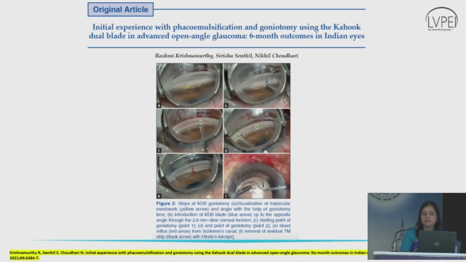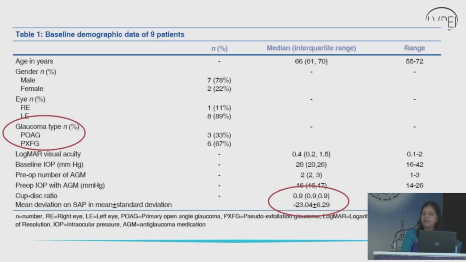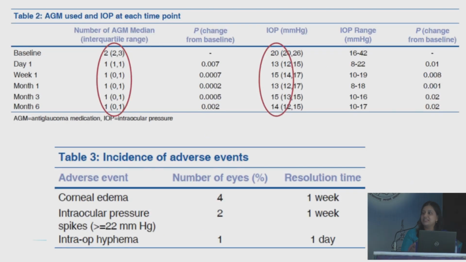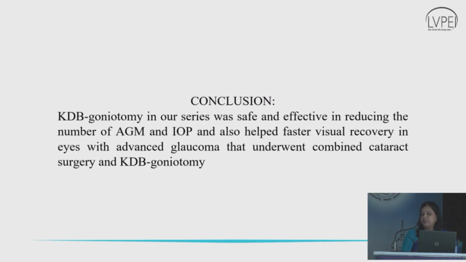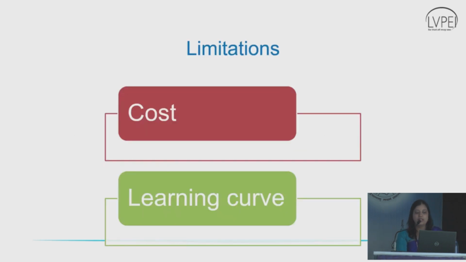We have published the first paper from India on KDB MIGS, with 6-month results. We included POAG and PXFG with advanced glaucoma. We can see that there is a significant reduction in both AGM as well as IOP. Whatever complications happen, they do resolve within a week. Our results are comparable to what is published. So KDB is definitely safe and effective, both in reducing AGM as well as IOP.